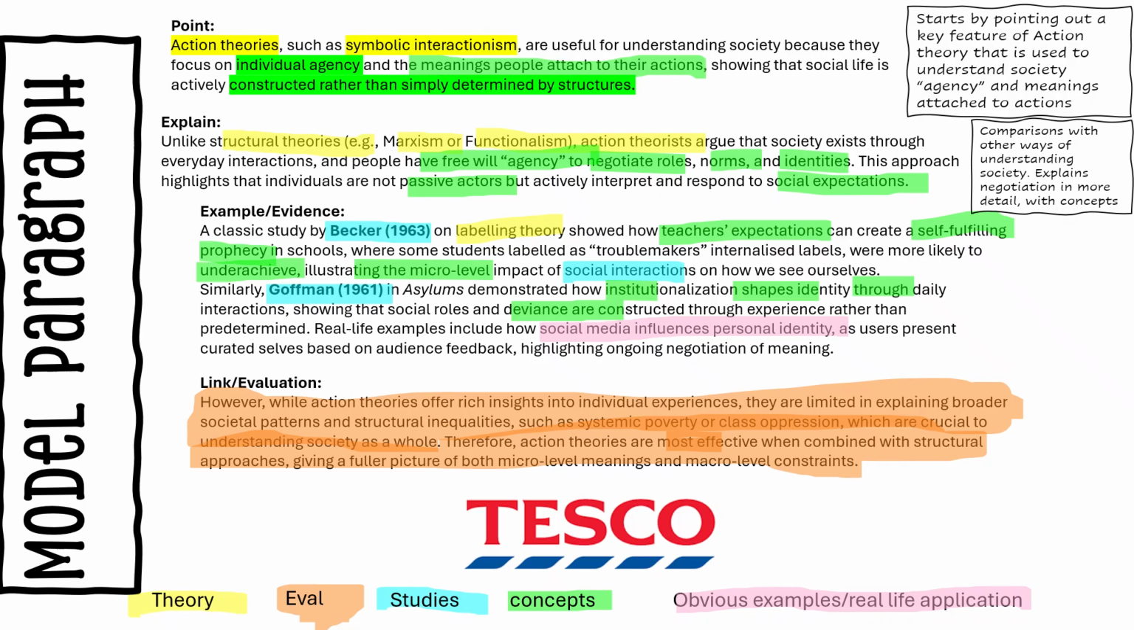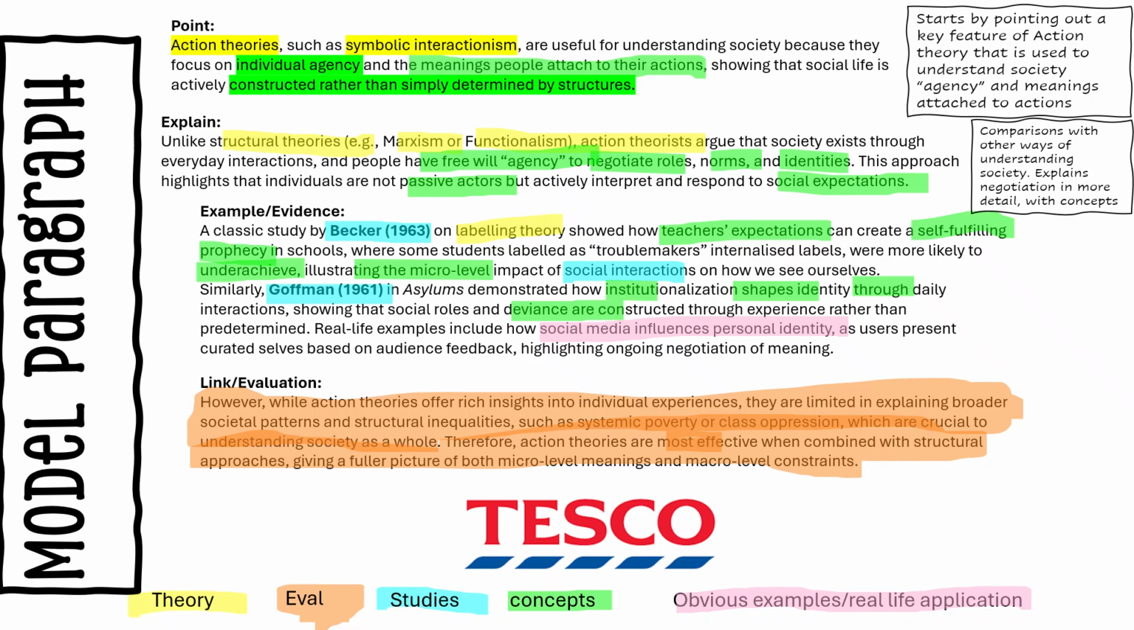Real-life examples include how social media influences personal identity, as users present curated selves based on audience feedback, highlighting ongoing negotiation of meaning. So what I mean by that is we're trying to prove that people are not passive puppets.